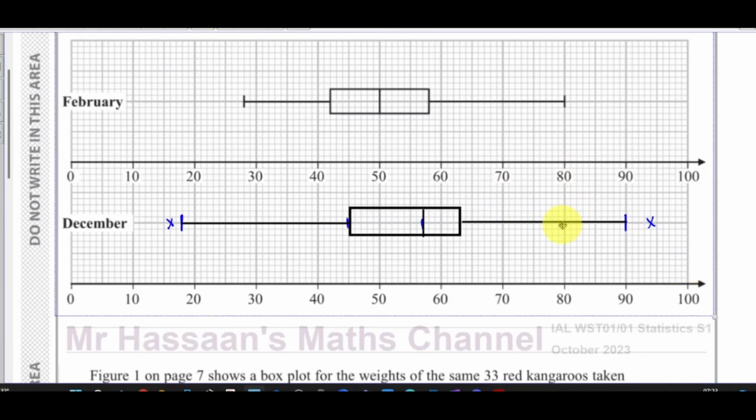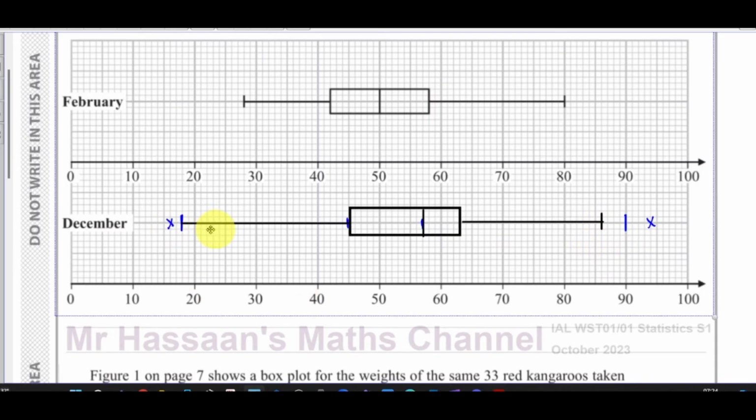I could take this whisker and go up to 86. You go up to 86, which would be there, and that would be fine. Okay, up to 86. Cross. Okay, and that would be fine.